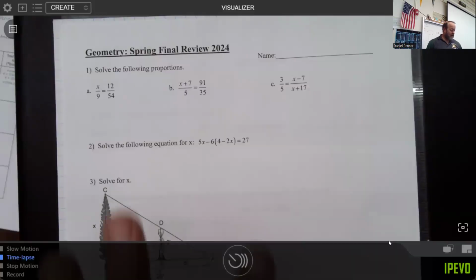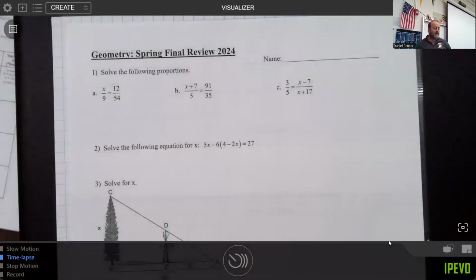All right, welcome. Let's look at the first two pages of our final exam review. Here we go. So the first thing that I wanted to look at is question number one, of course.